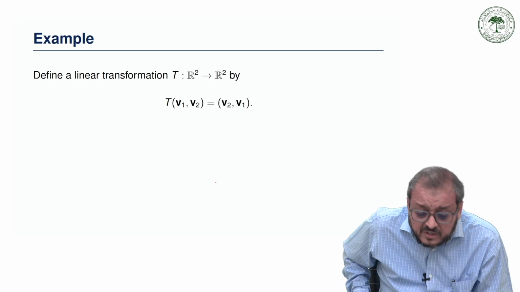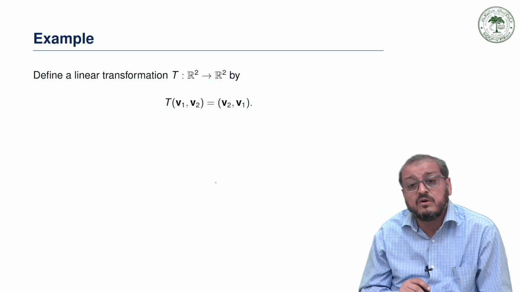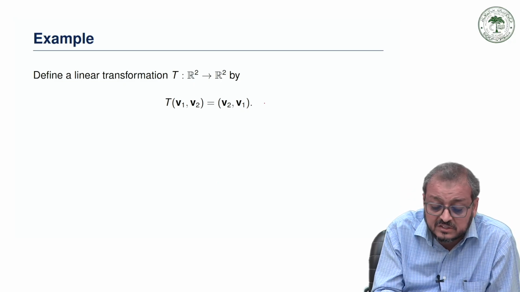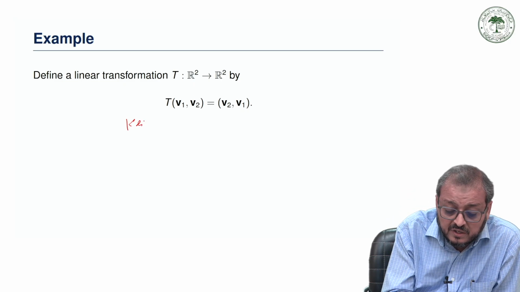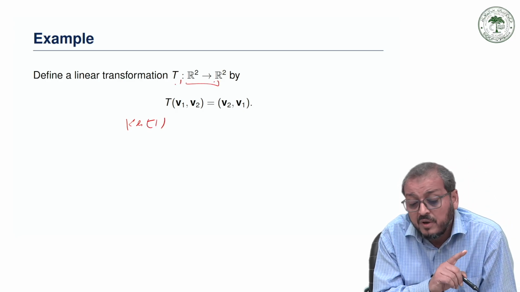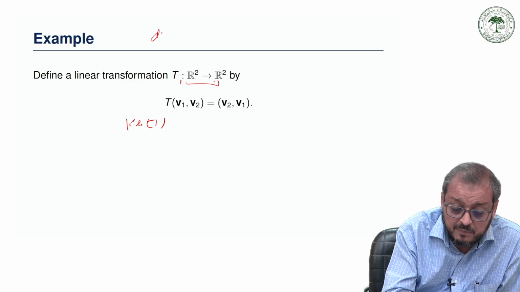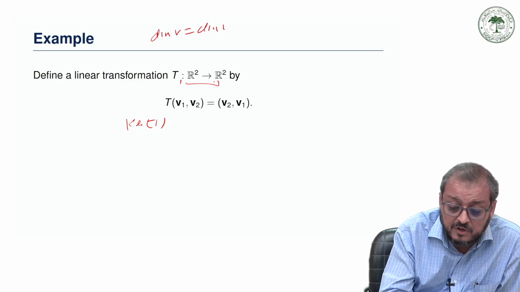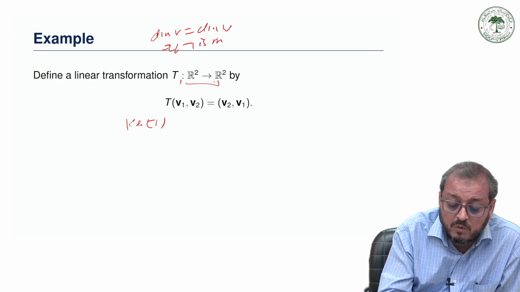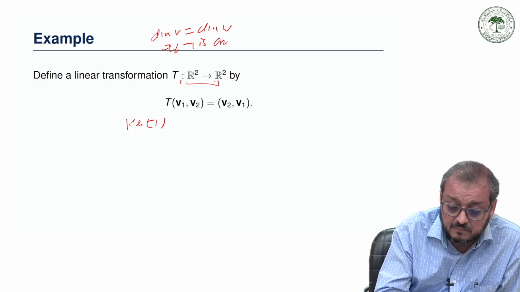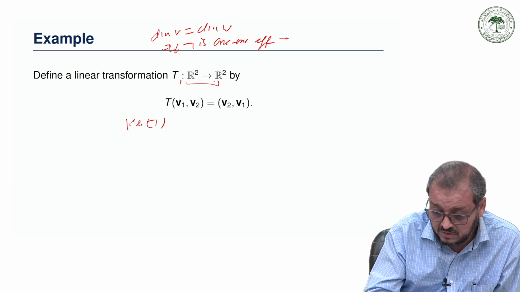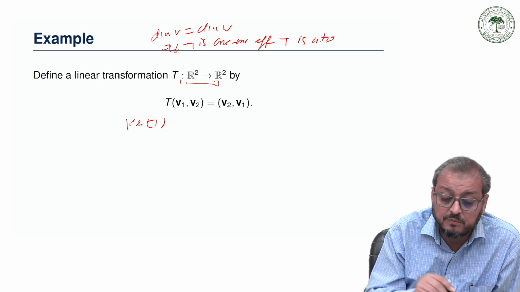Now we try to find whether this T is non-singular or not. First, then only we can talk about the inverse. So first we check whether it is non-singular, meaning we have to find the kernel of T, because these two maps are the same. By the theorem, if the dimension of V is the same as the dimension of W, then T is one-one if and only if T is onto.